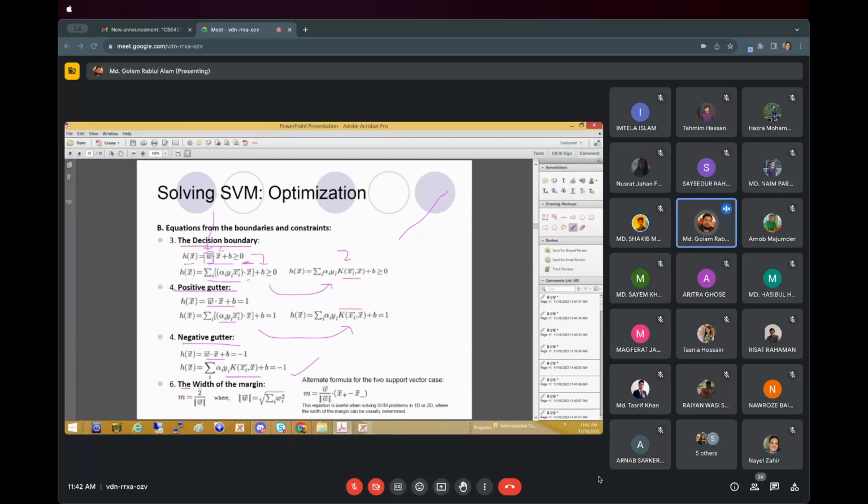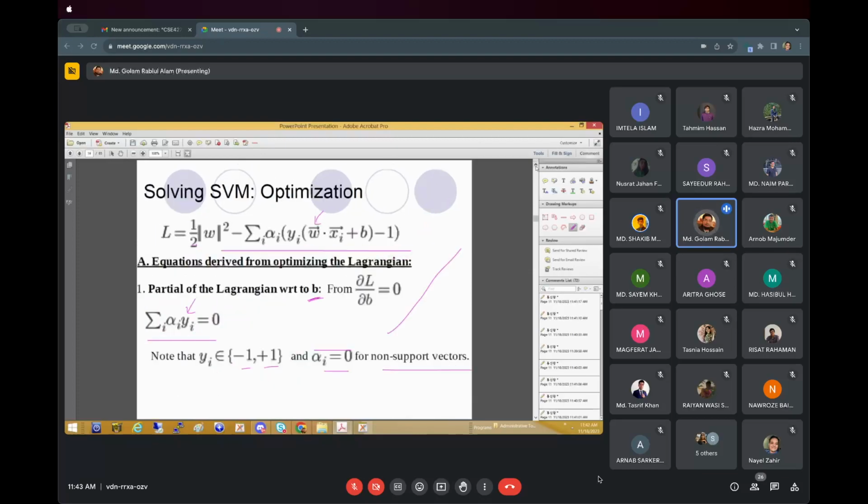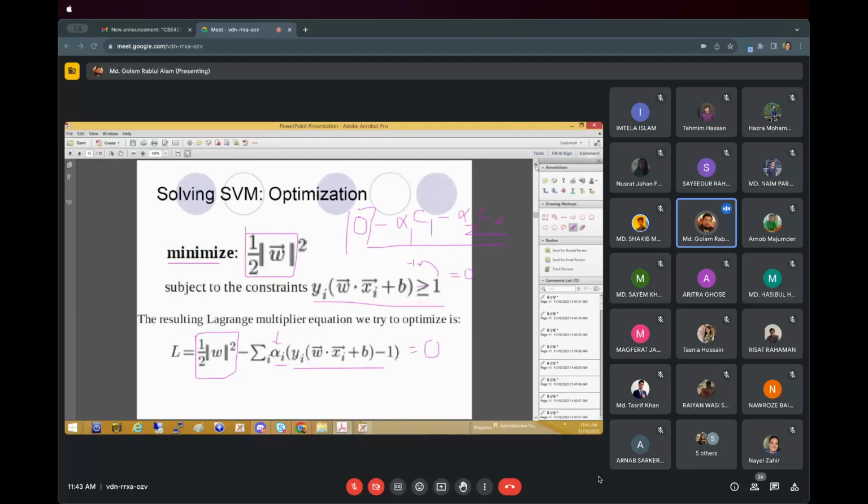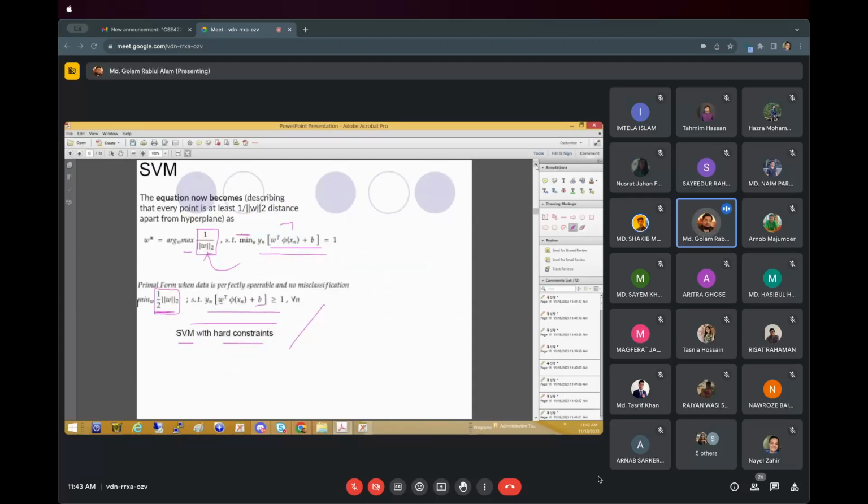Width of the margin. We know that the width is actually 1 by the norm of W. This W is the Euclidean norm. So we can see that this is the margin. This is gamma. So gamma is our margin. So the width is actually 2 gamma. We can see that that is the width of our road or plane.